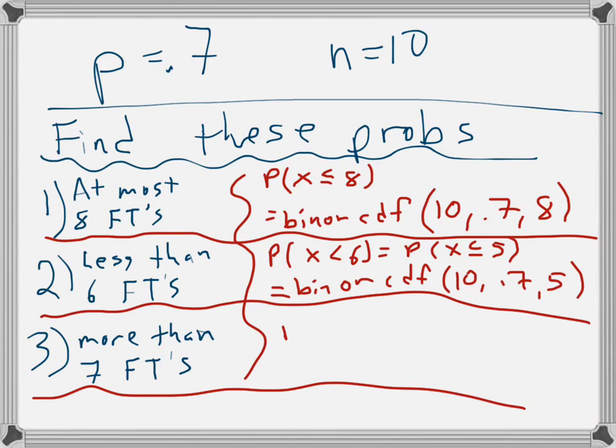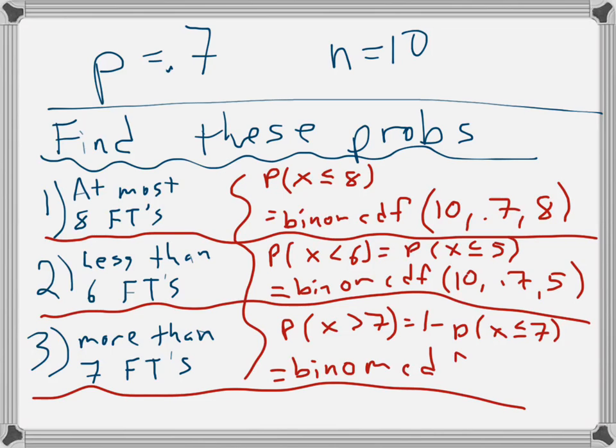All right, so for number 3, we're looking at the probability that x is greater than 7. So we need to make this a less than. So either you're greater than 7, or you're less than or equal to 7. Right, there's 3 cases. You could be greater than 7, you could be equal to 7, or you could be less than 7. So the complement is 1 minus the probability that x is less than or equal to 7. So that's binomial CDF 10, 0.7, 7.